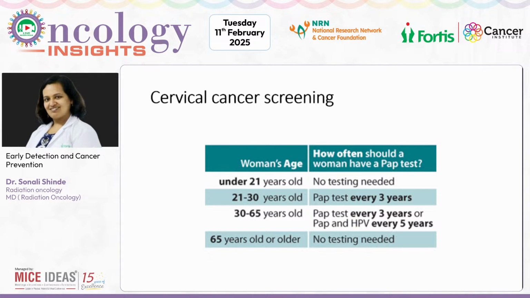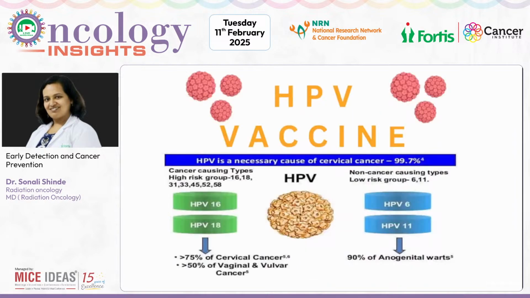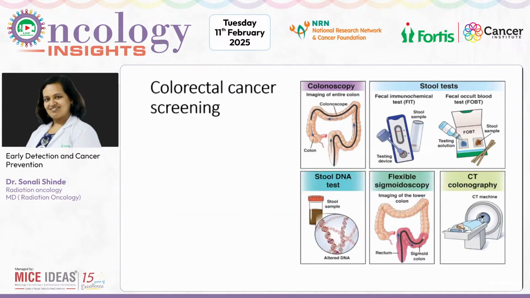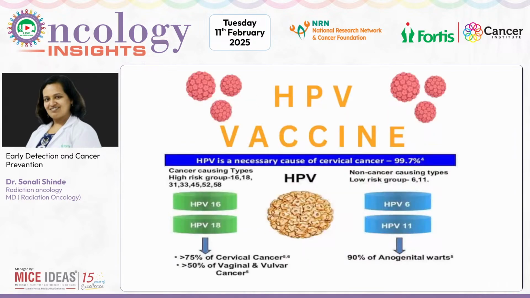Above the age of 65, there is no need of doing any tests. There is also no need of doing any test if three consecutive pap smears have come negative, or any two consecutive PAP and HPV tests have come negative. So these are the timelines in which cervical cancer screening has to be done.